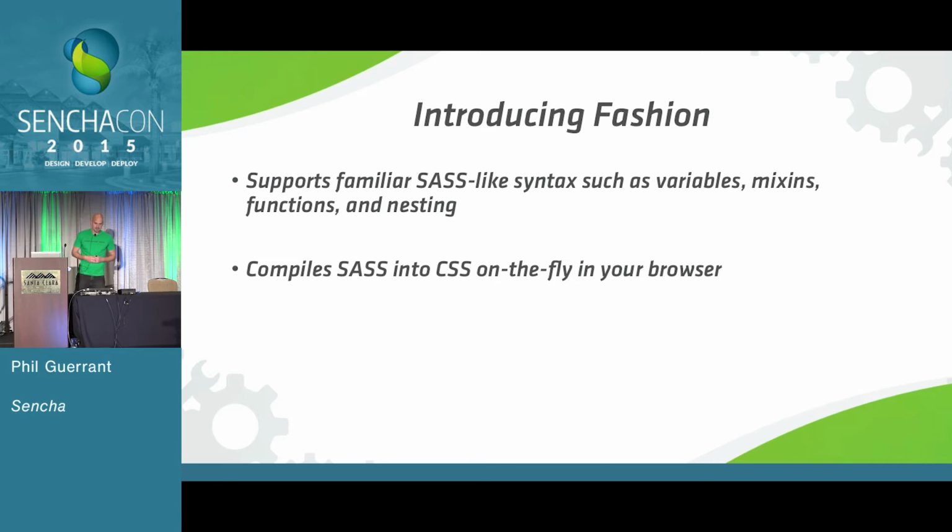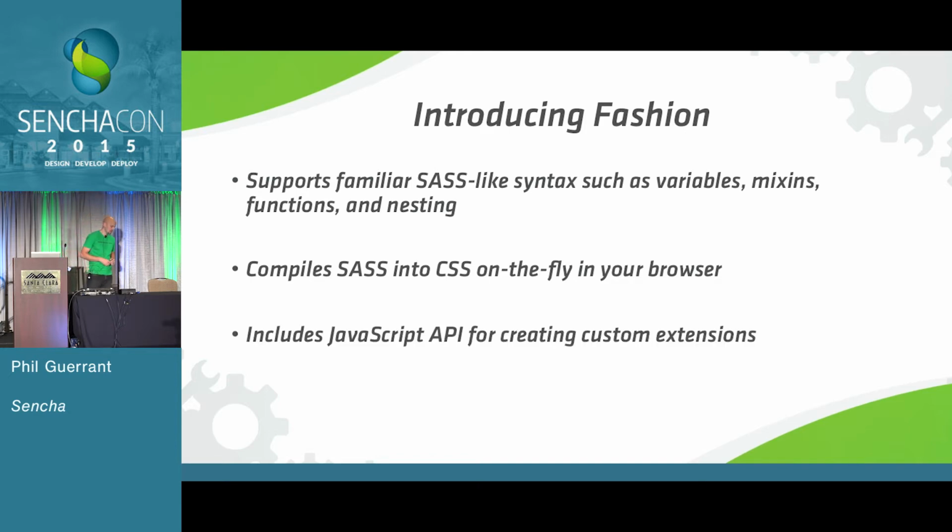The other thing that Fashion does, as you saw this morning, is compile Sass into CSS on the fly in your browser, which eliminates this repetitive cycle of edit, build, refresh, edit, build, refresh over and over again, because it's all in your browser and happens almost instantaneously. And finally, Fashion includes a really exciting new JavaScript API for creating custom extensions to the Sass API, which used to be difficult because it had to be done using Ruby, which most of us are not terribly familiar with.